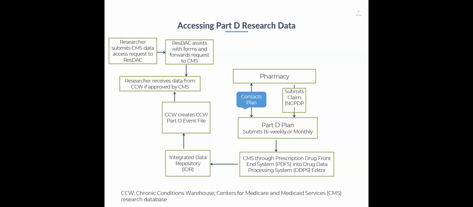ResDAC helps with that. So you can contact ResDAC if you have any questions about the request process, and then you send your request to us and we pass it along to CMS. And then, once it's approved, it needs privacy board approval, and you've got to make sure that it's all approved and paid for. Then you can receive the data from CCW. So you don't get it from ResDAC, you get it from CCW. And then I guess that's all with the process for the PDE or the Part D data.